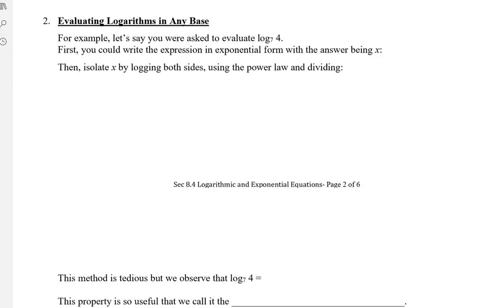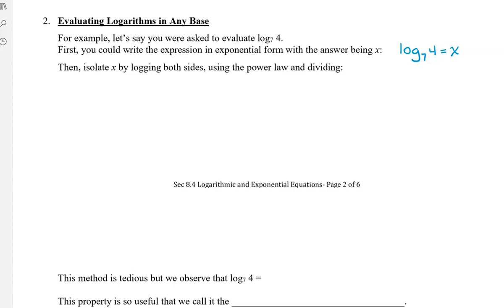So let's say that you wanted to evaluate log 4 with a base of 7. You can't evaluate this because on our calculator, we actually only have the log button, which is base 10. So what we can do is set up this expression so that it equals x. So this would be log 4 with a base of 7 equal to x.